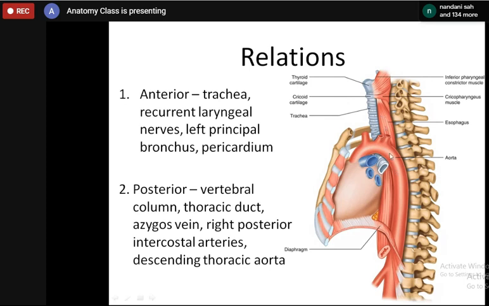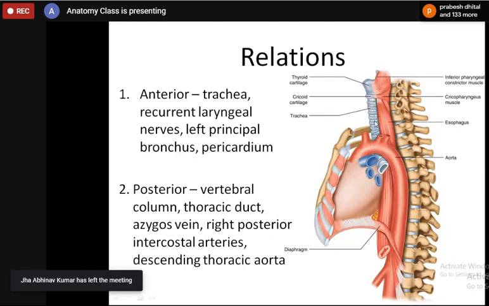Here, this is esophagus. In this diagram, let's get oriented first. Here in this diagram, this is esophagus, muscular tube, and here this is the vertebral column. This is sternum, manubrium sterni, and body of sternum, ribs. Okay, so this is the anterior aspect, and this is posterior aspect of the body. So anterior relation of esophagus is right from above downward.